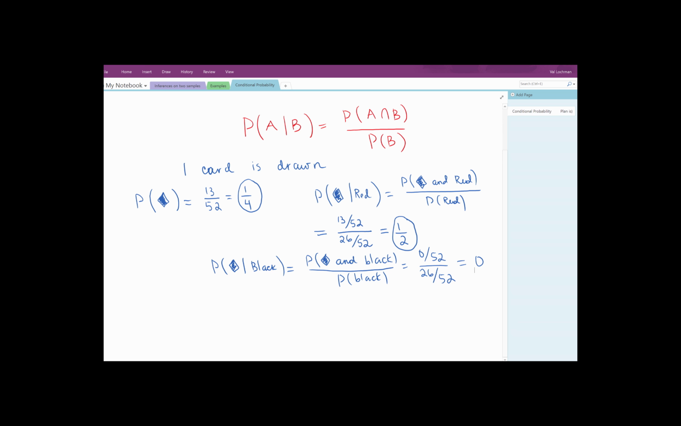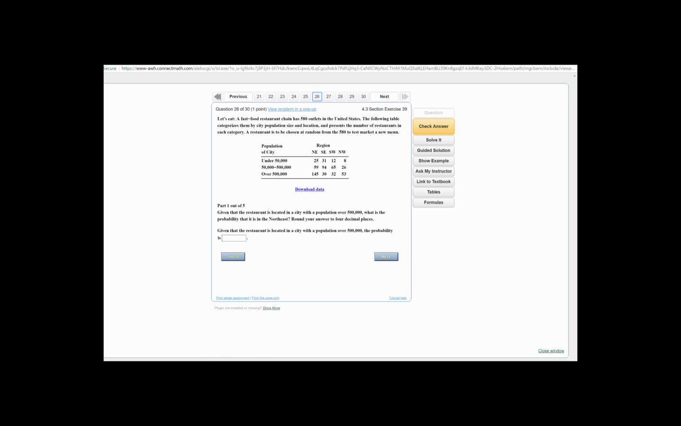So now let's go ahead and go back to our online homework. Let's see what we have here. We have a fast food restaurant chain that has 580 outlets in the United States, and they categorize them by the region and the size of the population in that city. So here we have the number of these restaurants for each of the categories. So this one right here, let's say 59 restaurants in the northeastern region with cities that fall into this range right here.